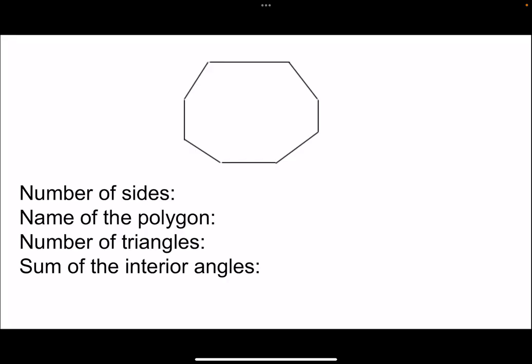All right. So let's see. Same idea. Pause the video, fill it out, come back when you're finished. All right, so let's see. We figured out there were 1, 2, 3, 4, 5, 6, 7, 8 sides. The name of this polygon is an octagon. Number of triangles, 6. Sum of the interior angles is 6 times 180, which is 6 times 8 is 48, 1080.